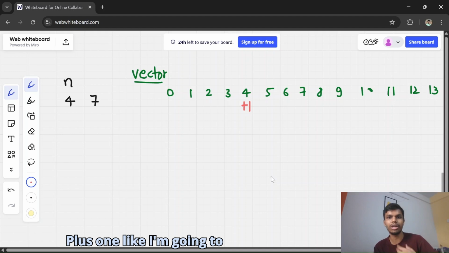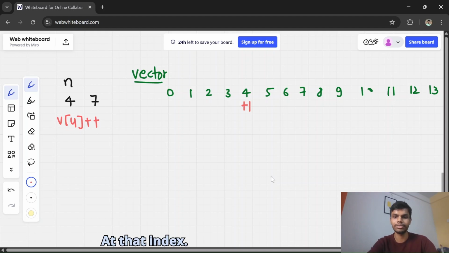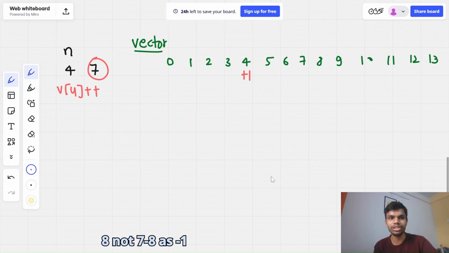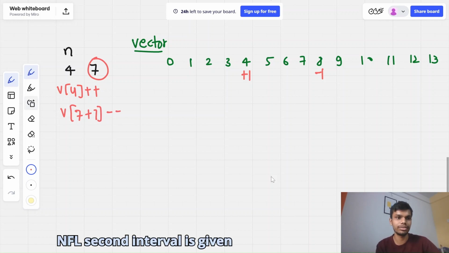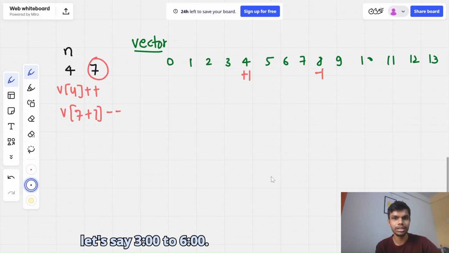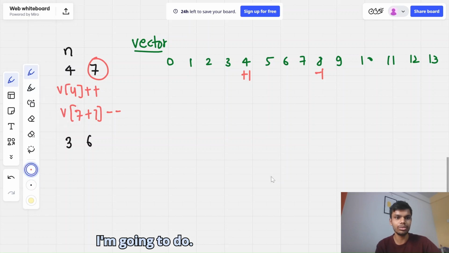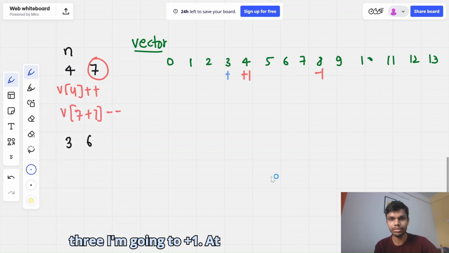like I'm going to do plus 1 at v[4], and I'm going to mark 8, not 7, 8 as -1. That is, 7 plus 1 as minus. And if a second interval is given, let's say 3 to 6, then in a similar manner, at 3 I'm going to do +1, at 7 I'm going to do -1.